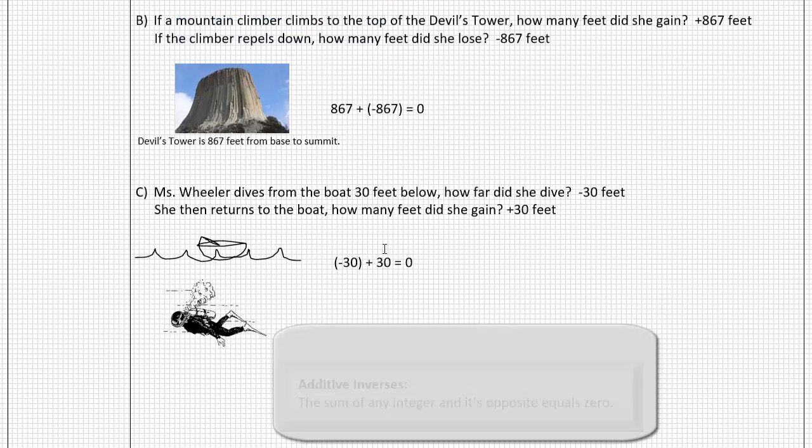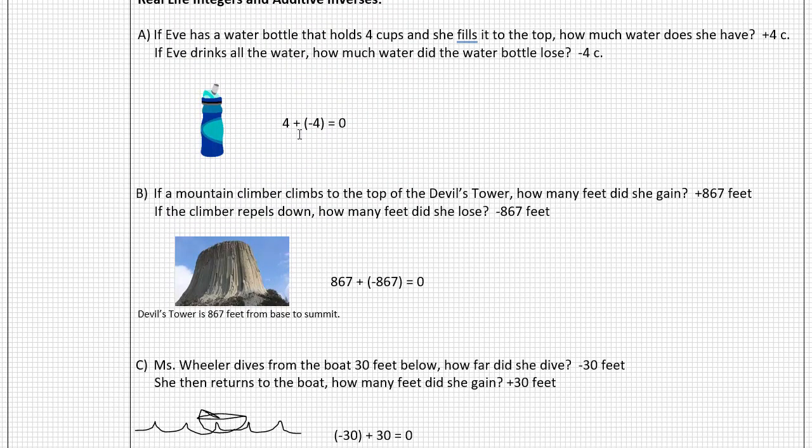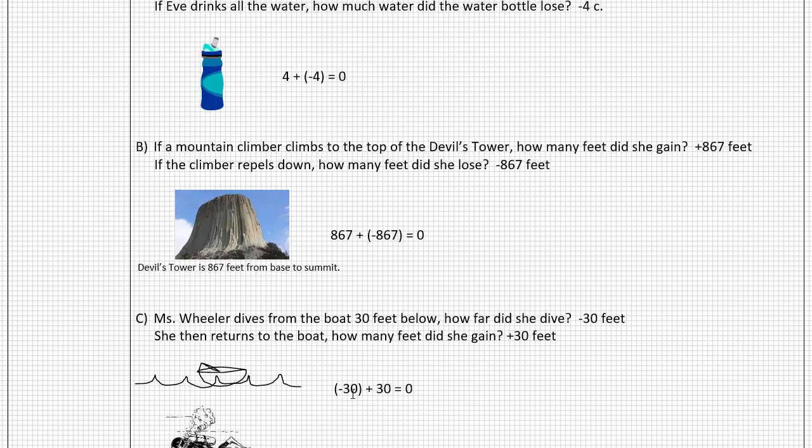And so all of these examples, if you look, I'm going to change the camera view here. We had +4 and -4, and those combined to be 0. We had +867 and -867, those combined to be zero. And -30 plus 30, those two combined to be zero. Notice that in each case it was a positive or negative integer and its opposite. So here was a positive 4 and its opposite, negative 4, combined to make 0. Positive 867 and its opposite, the negative 867, also combined to be 0.